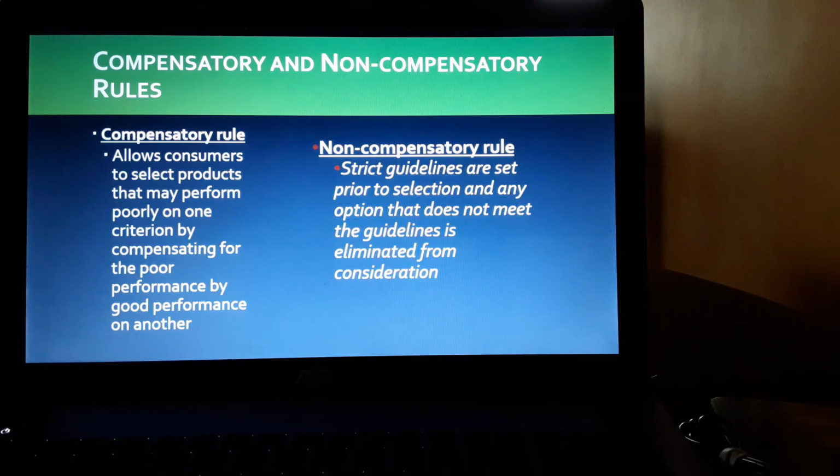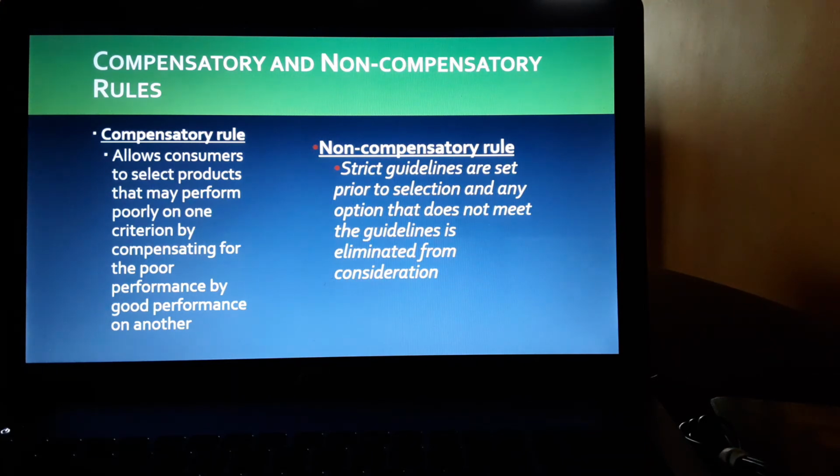So I will not get a vacuum cleaner that requires a bag. That's just the way it is. I will not buy a couch that's made of a light color fabric. No matter how comfortable it is, I'm not getting a white couch. So one is compensatory: yeah, I'm willing to trade some stuff off here. Non-compensatory is like, nope, this is a deal breaker.